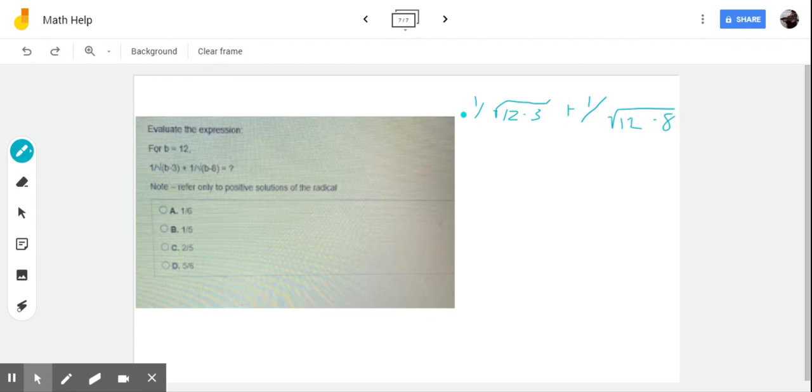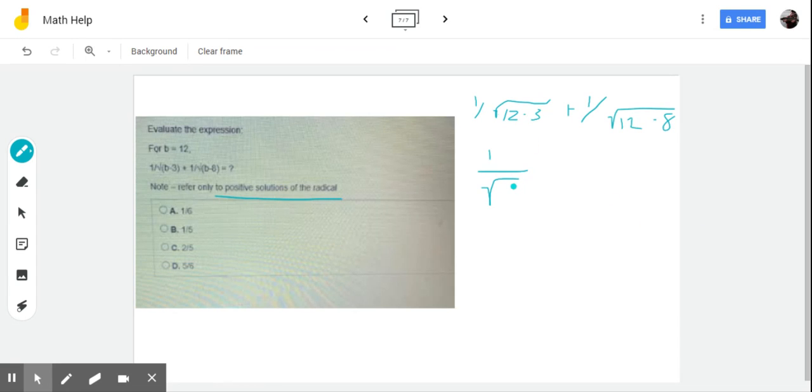So I went ahead and wrote that out. I just plugged in values. So I plugged in 12 for b, so 1 over the square root of 12 minus 3 plus 1 over the square root of 12 minus 8. So we have 1, and fractions and division are the same thing. So instead of using a slash, I'm just using a horizontal line. And we need to make sure to keep the radical, and radical and square root are the same thing. And I'll address that here in just a second.